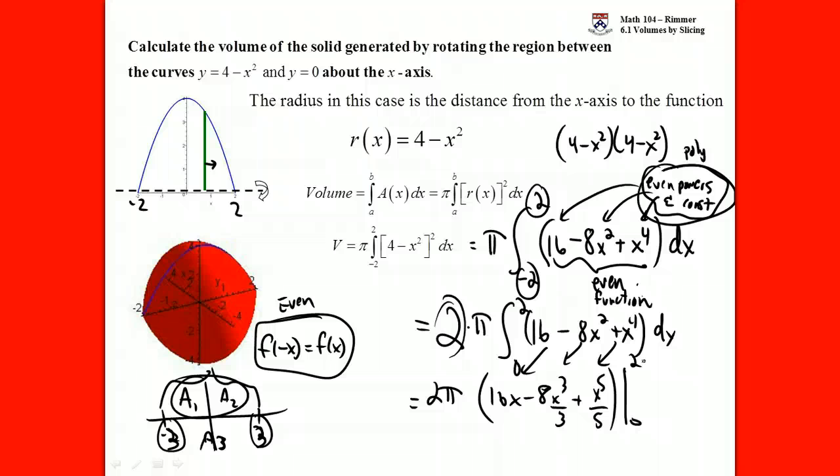So now I plug a 2 in, and I get 32 minus 64 over 3 plus 64 over 5. See how the end of these problems can get bad? We have to put these fractions together.